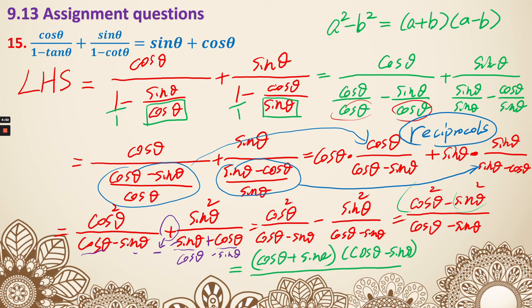And my bottom is cosine theta minus sine theta. Now you can see I have parts that I can cancel. I'm going to cross these and cancel them. I only have cosine theta plus sine theta left. And that is the right side, so I got it. That is number 15. Thank you.